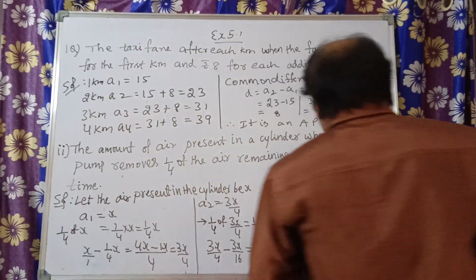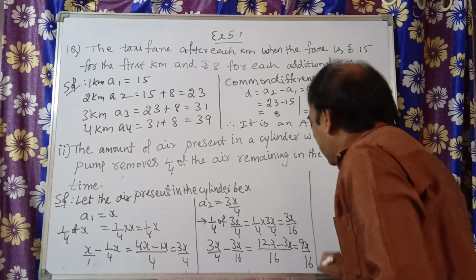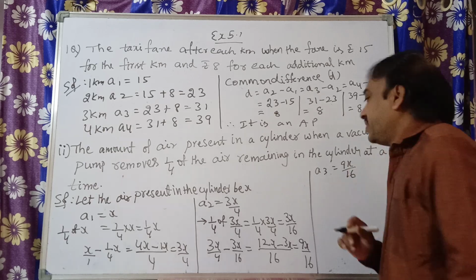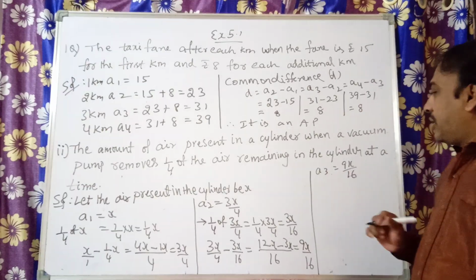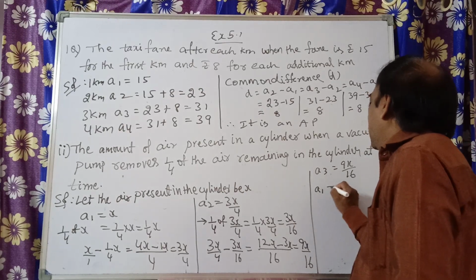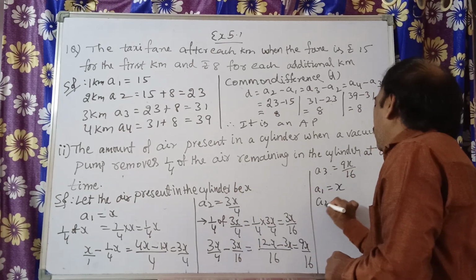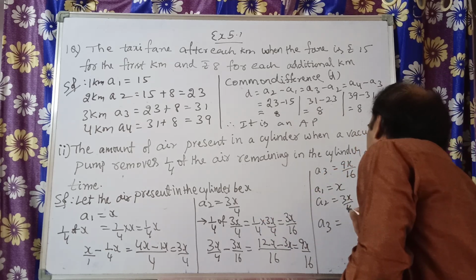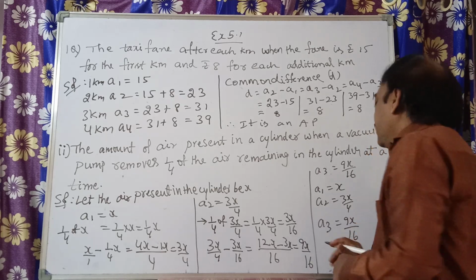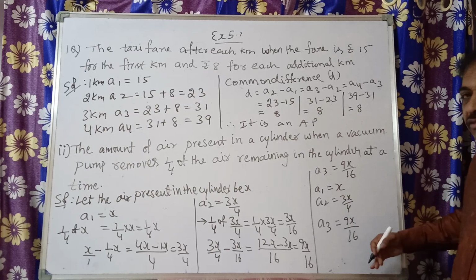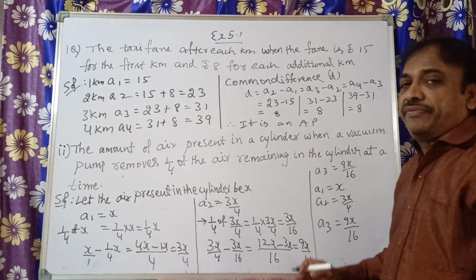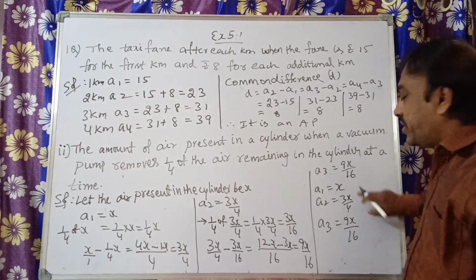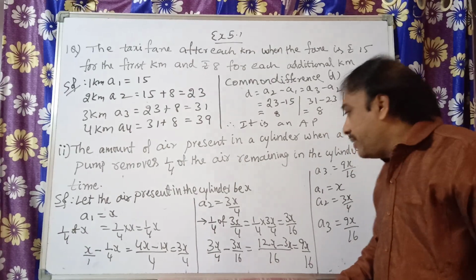So now this is the third term. A3 is equal to 9x by 16. What is A3? 9x by 16. Now you see, A1 is equal to x, A2 is equal to 3x by 4, and A3 is equal to 9x by 16. We can find one more term so that it will be easy for us to justify whether it is an arithmetic progression or not. Though you don't need it, if these two give the same common difference, then we see that.